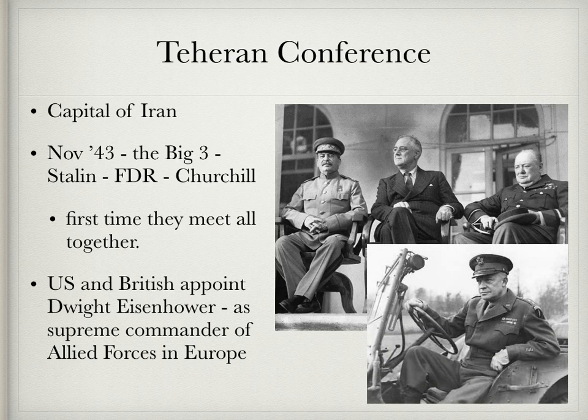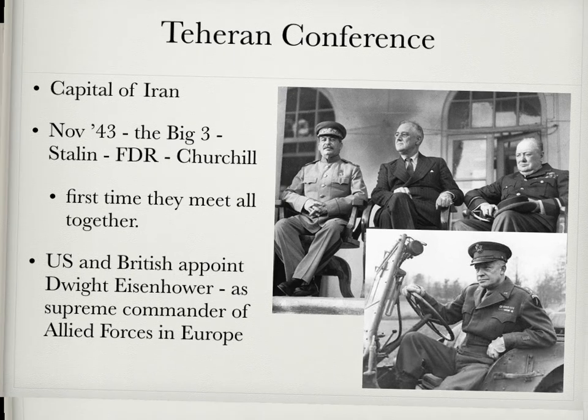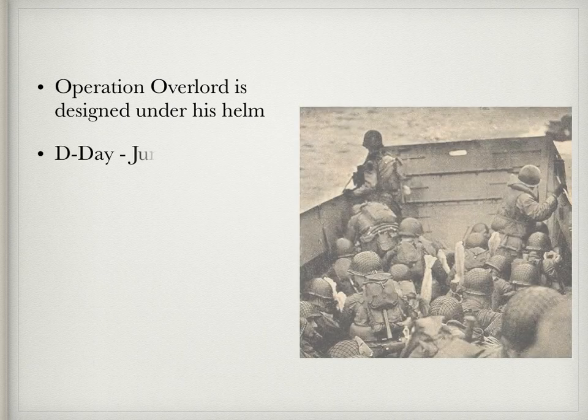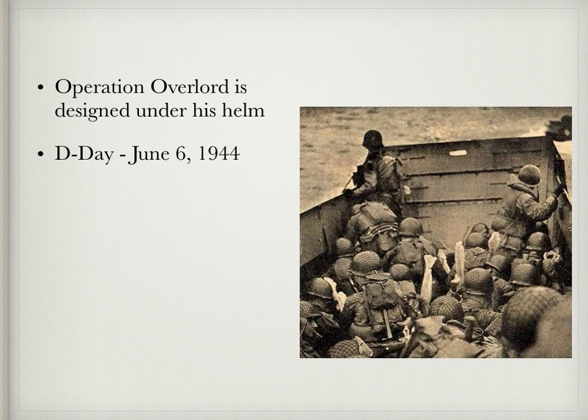It's here that the United States and Britain will, again, showing their kind of solidarity and their great coordination of war plans, appoint Dwight Eisenhower, who will later be president of the United States at one point, as Supreme Commander of the Allied forces. Operation Overlord, those D-Day landings, will be designed under his helm.